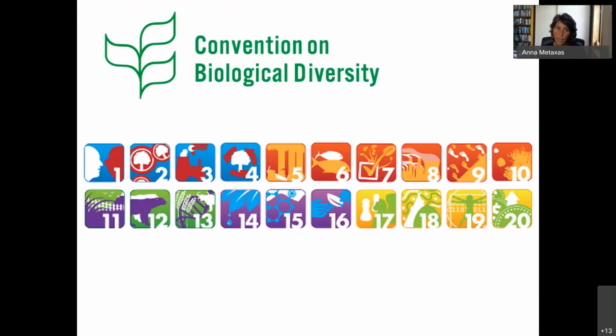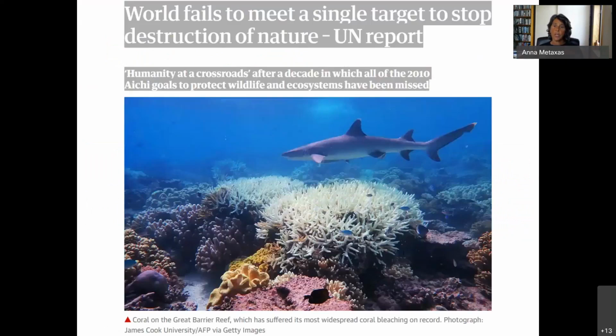I don't know how many of you follow the news, but this is a UN report that was just published yesterday. It basically said that the world has failed to meet at a global level every single one of those 20 targets. So we're doing really badly. What they said was that humanity is at a crossroads, and those targets were set in 2010, and we're nowhere near where we should be in terms of actually meeting them. So that is bad news.